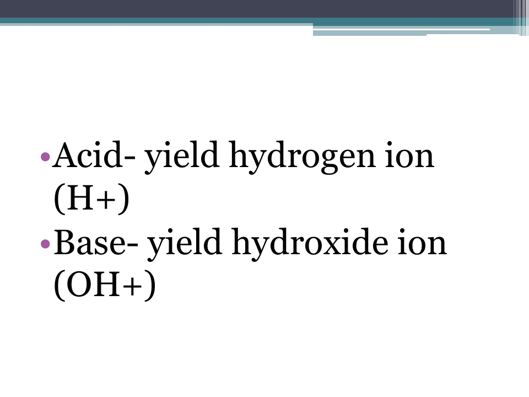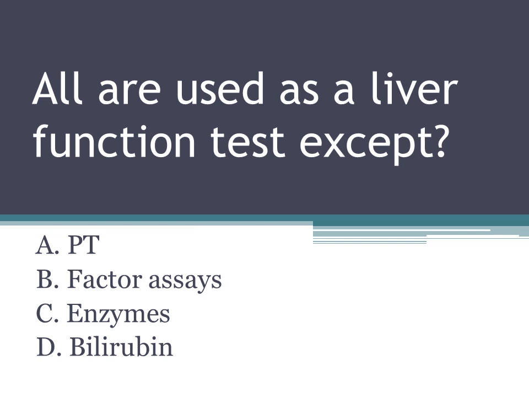Next, all are used as a liver function test except A. PT, B. Factor assay, C. Enzymes, D. Bilirubin. So liver function except factor assay. Why? PT use synthetic function. Ang enzymes, sino mga enzymes kasali sa liver function? AST, ALT, so sila yun. Bilirubin naman, that is also for your synthetic and excretory function. Factor assay, ginagamit natin yan sa hematology.